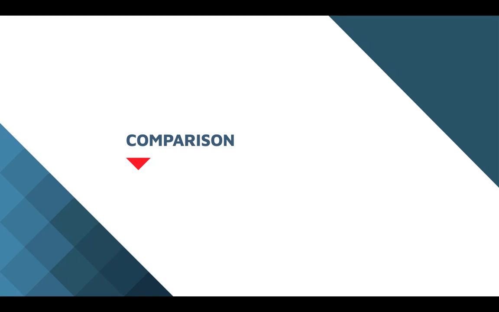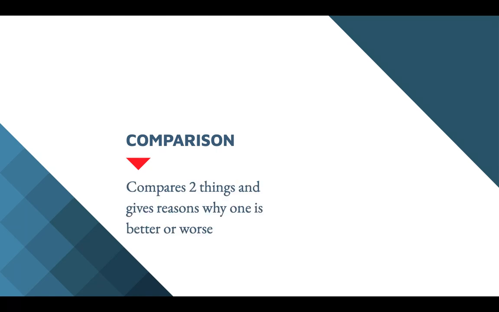The first one is a comparison. This is where the author compares two things and gives reasons why one is better or worse. And I have a little example here of what a comparison is. I'm not showing you what a comparison looks like in text necessarily, but just so you get an idea of what we mean by comparison.